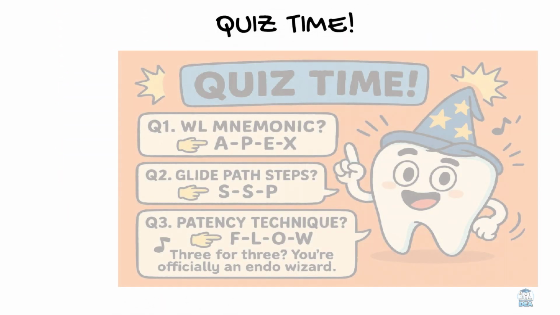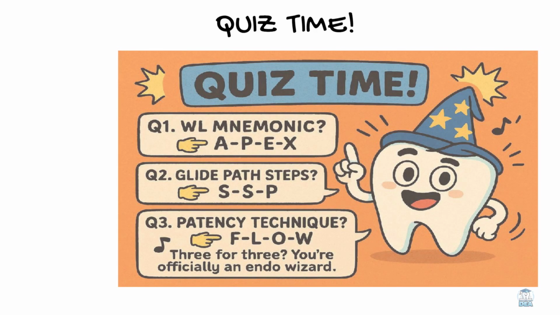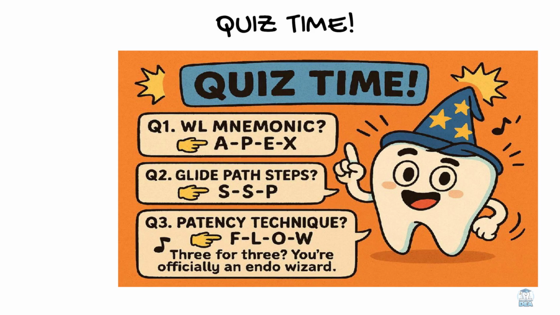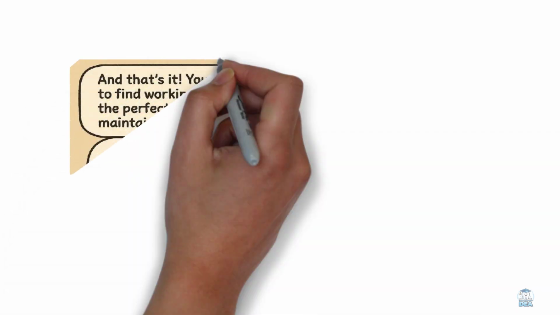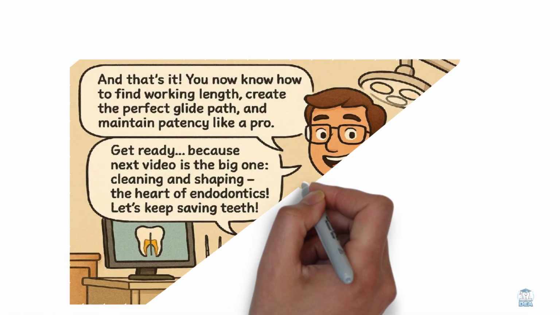Time for a quick quiz. What's the mnemonic for working length? APEX. For the glide path? SSP. For patency? FLOW. If you got them right, congratulations, you're officially an endo wizard.